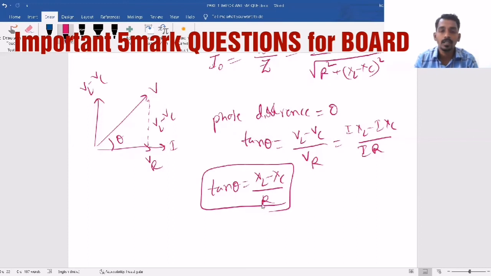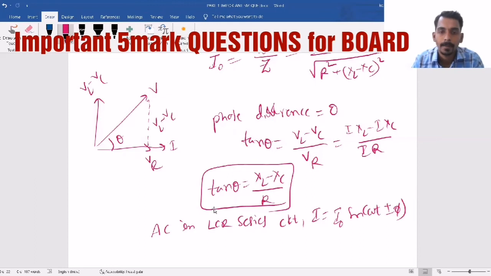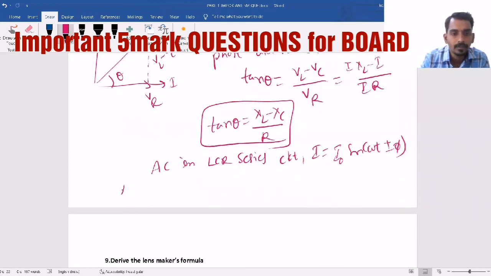This is the equation for phase difference. That's why the alternating current in an LCR series circuit will be in the form of I equals I naught sine omega t plus or minus phi. Now, if XL is greater than XC, then phi is positive, which implies current leads voltage by phi.